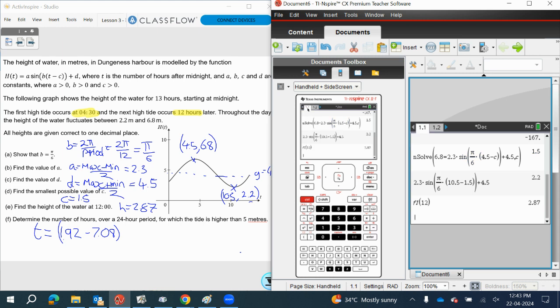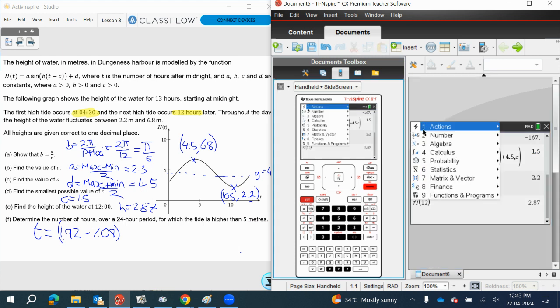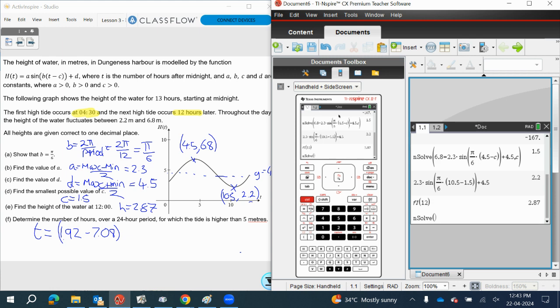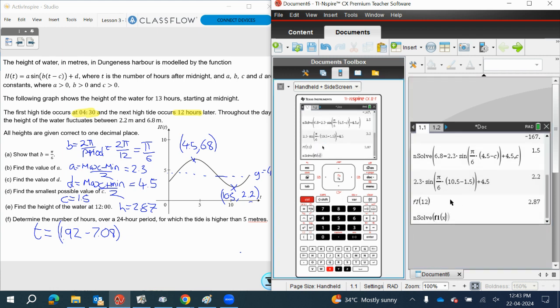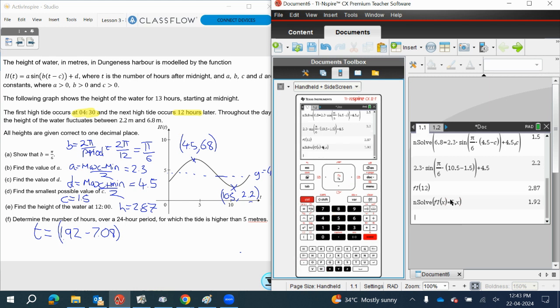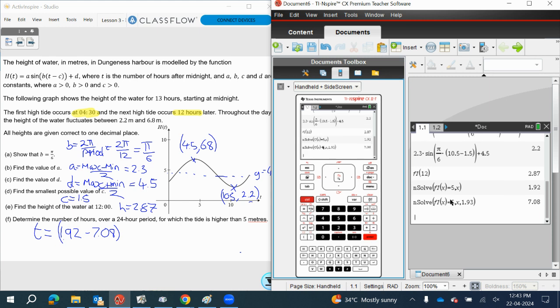I can also get that with nsolve. So algebra, nsolve, press the variables button, pull up F1. F1 of x is equal to 5 and solve for the variable x. Our first one is 1.92. If I scroll up here and say find a value bigger than 1.93, we'll get our second value.